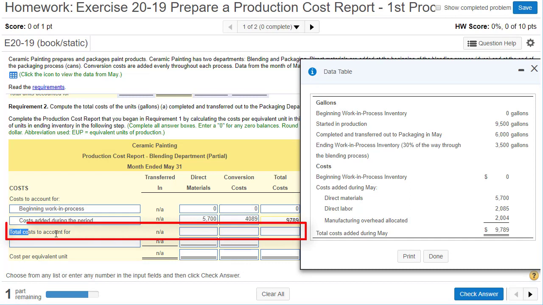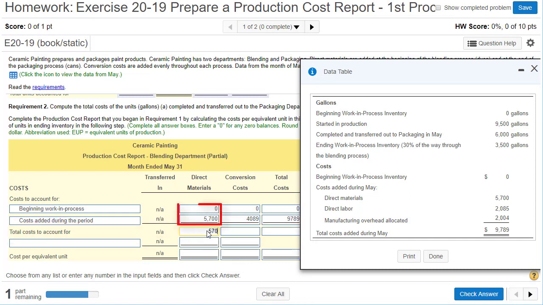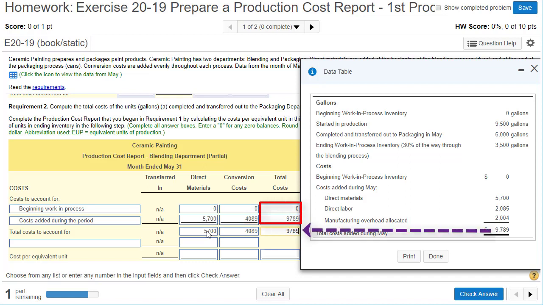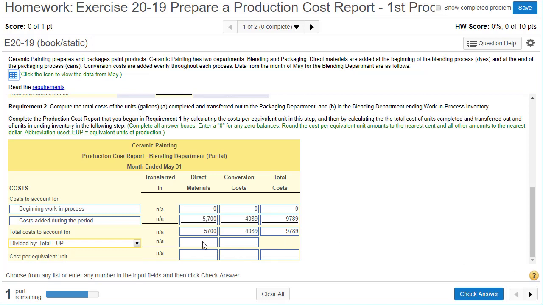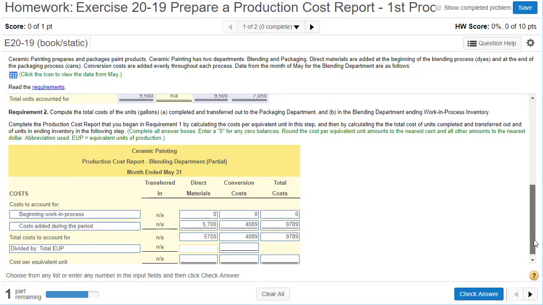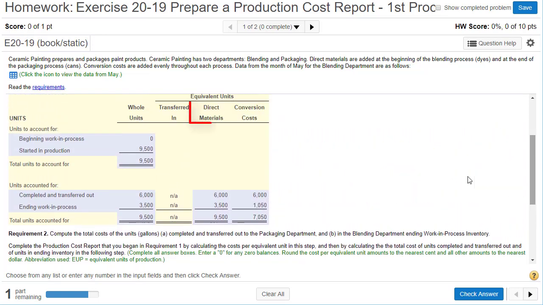Now the next row we're working on is total cost to account for. So we just add 5,700 and 0. So our direct materials cost was a total of 5,700, conversion cost 4,089, and total cost 9,789. Now what we have to do is divide by total equivalent units of production. So let's work on direct materials. We need the total EUP, equivalent units of production, for direct materials. We get that up here.